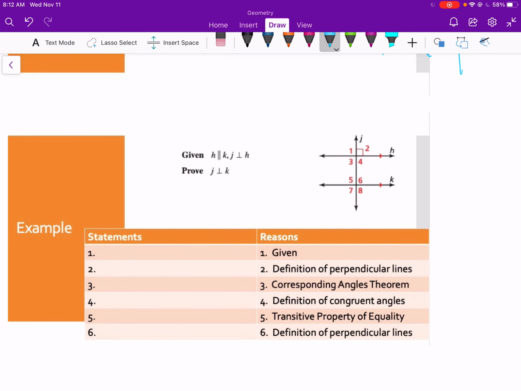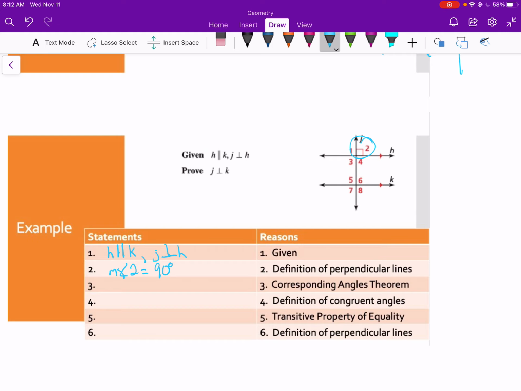So doing a proof, we're given that H is parallel to K and that J is perpendicular to H. We're trying to prove that J is perpendicular to K. So our first line is always given, so H is parallel to K, and J is perpendicular to H. Next, using the definition of perpendicular lines, I want to make a statement about angle 2. Well, what does it mean to be perpendicular? That means that the measure of angle 2 is equal to 90 degrees. Perpendicular means they meet at a right angle. Right angles are 90 degrees.